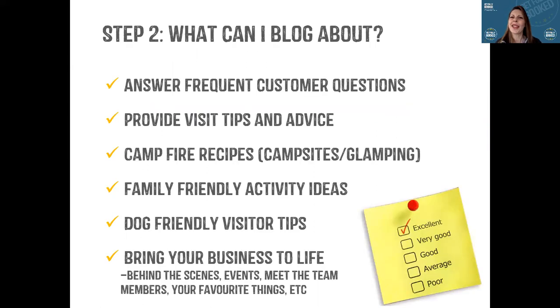So just a few examples of things that you could blog about in a bit more detail. One of the easiest ways to think about what to blog about is to think about frequently asked questions. So you probably know, running your business, the questions that you get asked time and time again by your guests or your visitors or your customers. So they make really good blog posts, because if you're being asked about it, you can guarantee that there are hundreds of thousands of people all over the country that will be thinking the same thing and asking the same questions.